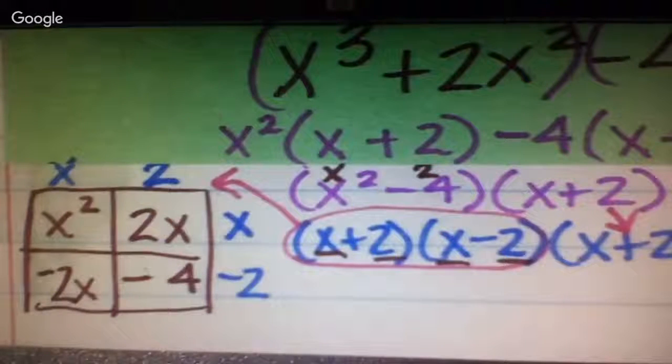It works every time, as long as you can take the square root of this and the square root of this, and there's a negative in between. If it's a positive, it's not factorable. Like if I change this to a plus, you can't factor that. You just can't.